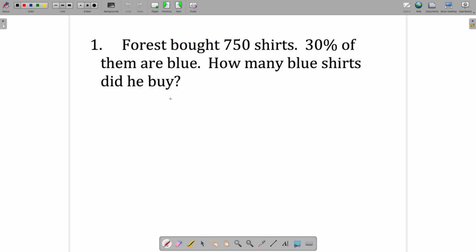Forrest bought 750 shirts. 30% of them are blue. So I would show that this way. He's got blue shirts, and that's 30%. 750 is the grand total, the total number of shirts. We don't know what the other shirts are, and we don't know the percentage, but we could figure that out. The rest of them are going to be 70%, right? So I want to know what 30% of this is equal to if 100% is equal to 750.